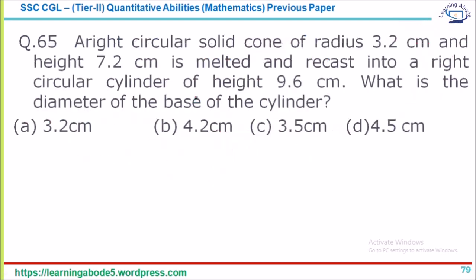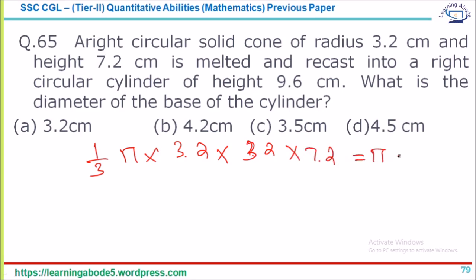Question number 65. A right circular solid cone of radius 3.2 centimeter and height 7.2 centimeter is melted and recast into a right circular cylinder of height 9.6, the diameter of the cylinder. So this is again a typical LHS equal to RHS, like different shapes but same volume, right? So you get 1 by 3 pi into r square h, into 7.2 is equal to pi into r square into 9.6.